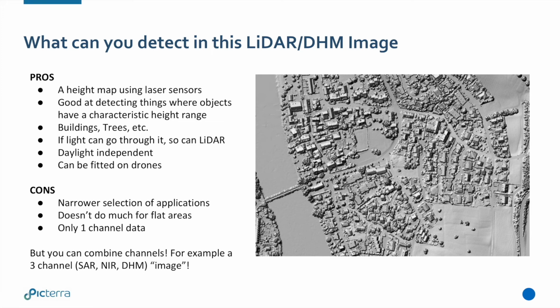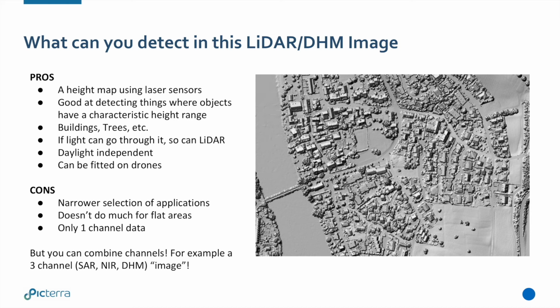And as I said before, LiDAR sensors are just lasers, which is a form of light. So if light can go through something, then so can LiDAR, and the appearance in the resulting image won't be affected. Like SAR, it's also independent of daylight. In this particular image, the things that I can detect here using LiDAR are probably trees or buildings.